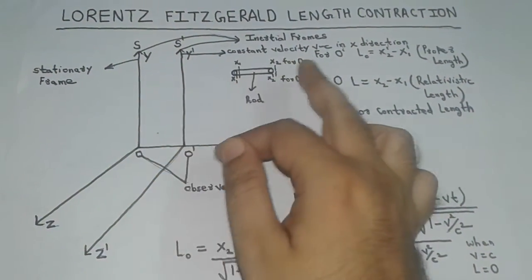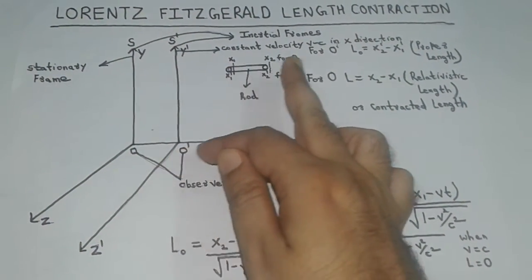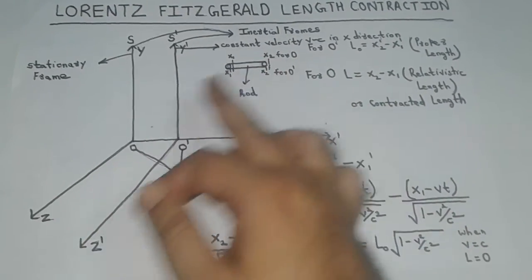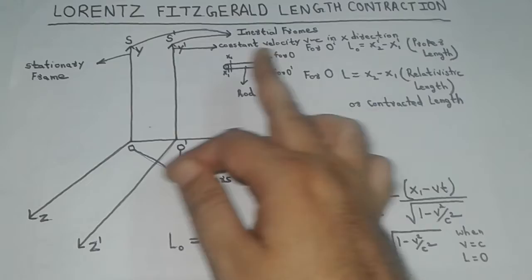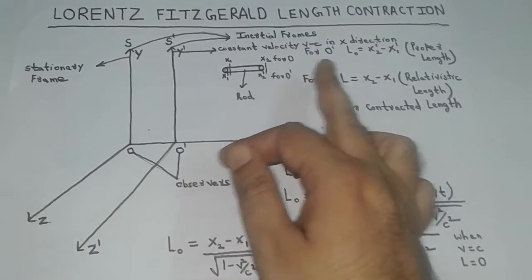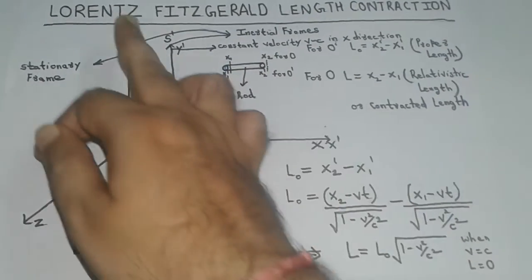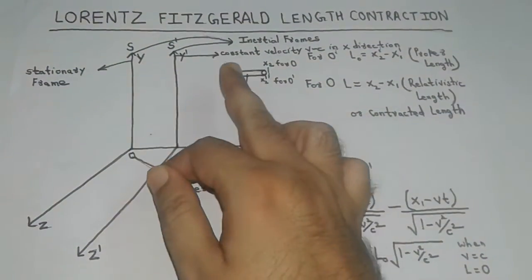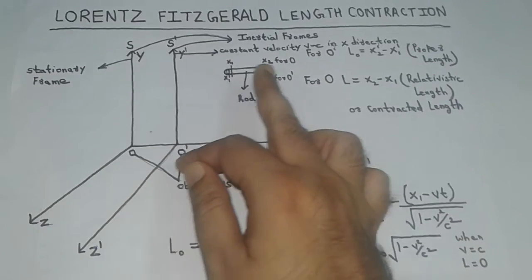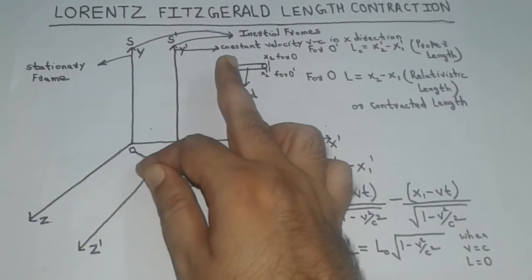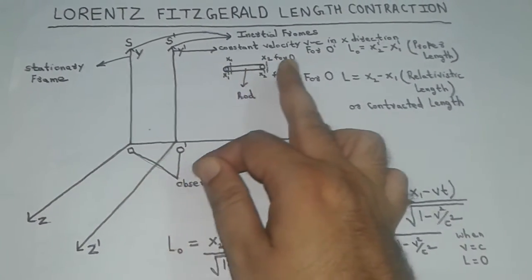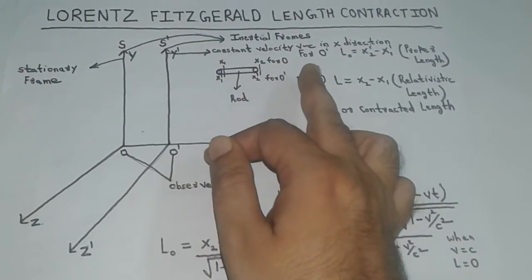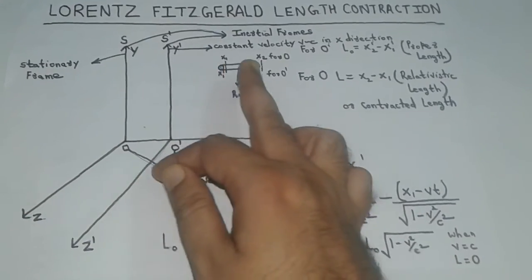Hence the apparent contraction in the length of a material body for a stationary observer, when the material body is moving with very high velocity comparable to the velocity of light, is called Lorentz Fitzgerald length contraction. It is further observed that this contraction takes place only in the direction of the motion of the rod. However, the perpendicular dimensions of the rod remain unaffected.